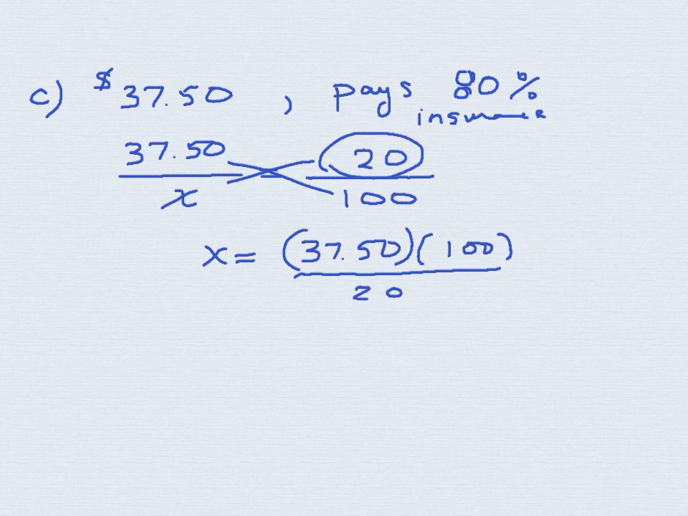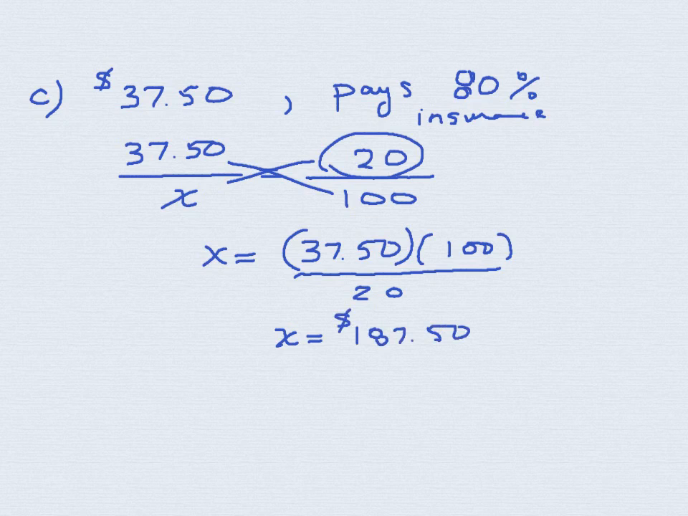So that's going to work out to be $37.50 times 100, 3,750 divided by 20. It's going to give you $187.50. That's the entire bill.